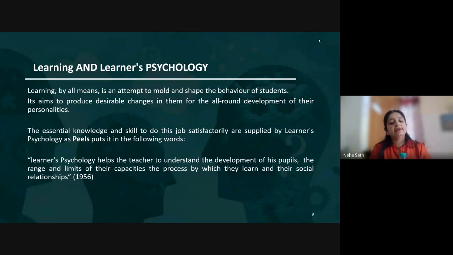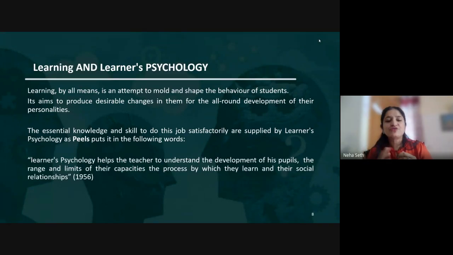Now, this is essential knowledge. Learning is an essential knowledge and skill to do the job satisfactorily, and it has to be supplied by learner psychology. How are we able to give them what they want? When we understand this psychology. Keeping this in mind, Peel, a famous psychologist, said that learner psychology helps the teacher to understand the development of pupils, the range and limit of their capacities, the process by which they learn, and their social relationships.